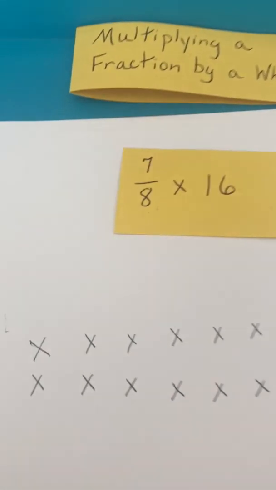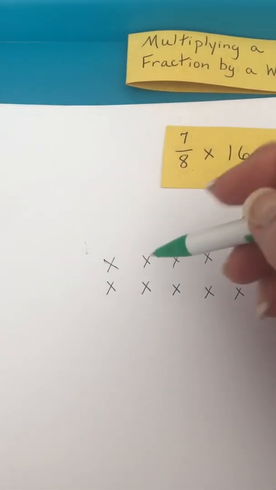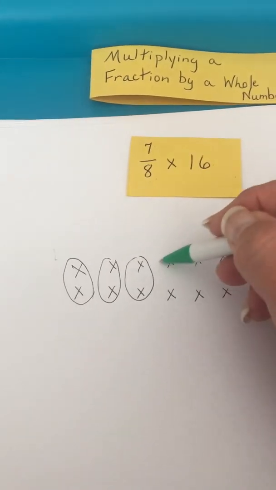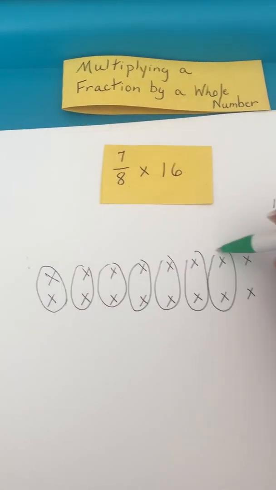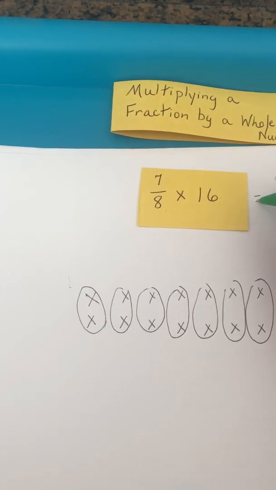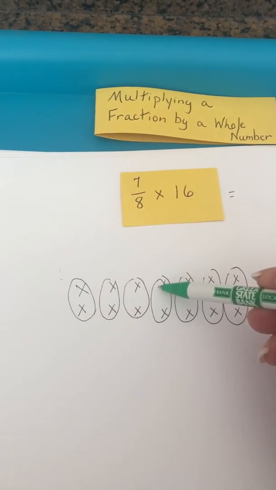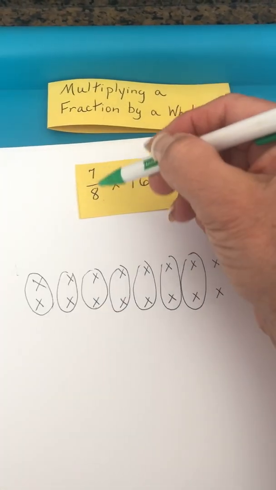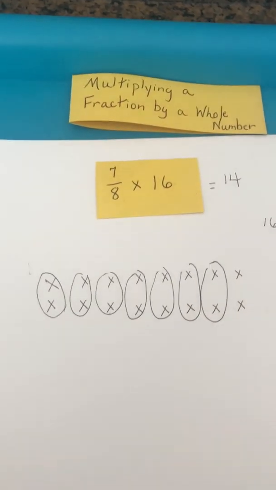This time, let's look at the numerator. The numerator is a 7. So I'm going to circle 7 of those groups. 1, 2, 3, 4, 5, 6, 7. And I'm going to count how many X's I have circled. 2, 4, 6, 8, 10, 12, 14. So 7/8 of 16 would give me an answer of 14.